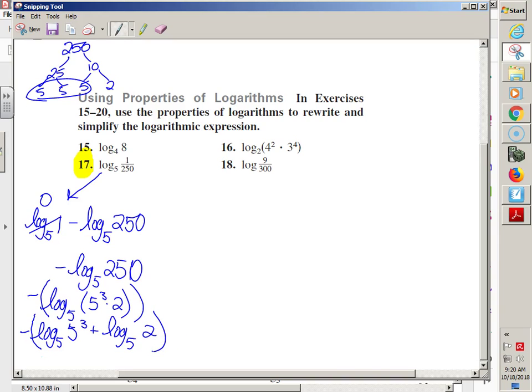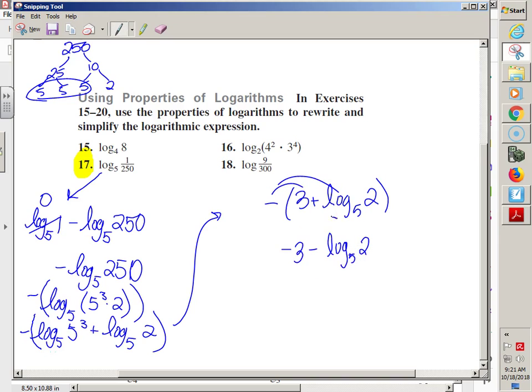Which one can I simplify? Yeah. What happens with log base 5 of 5 to the power of? What does log base 5 do to 5 to the power of? Undoes it. And what's left? 3. So I can say, oh, hey, that's the same thing as negative 3 plus log base 5 of 2. 2 is not a nice power of 5. So how are we going to finish it? Didn't I just distribute? That's what I would do, Tony.